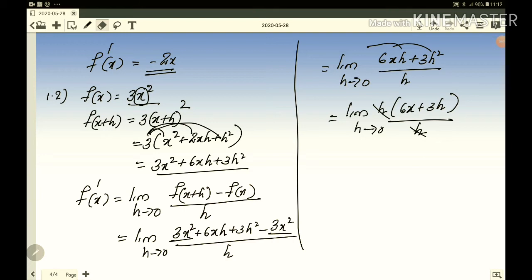Okay, after cancelling h, you will get limit h tends to 0, 6x plus 3h. Now you can apply limit. When you apply limit, what will happen? You are applying limit to this function. H approaches 0. That is, wherever you see h, put 0 there. That is 6x plus 3 times 0. So the answer is 6x.